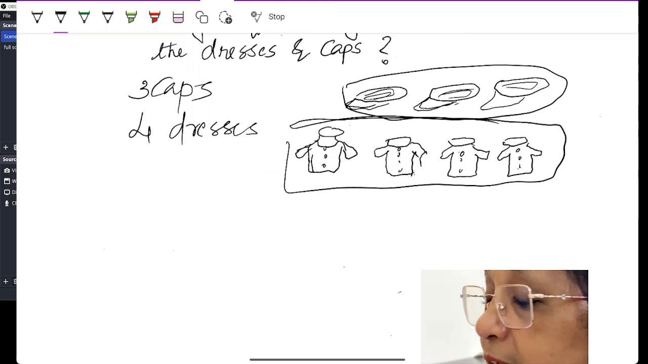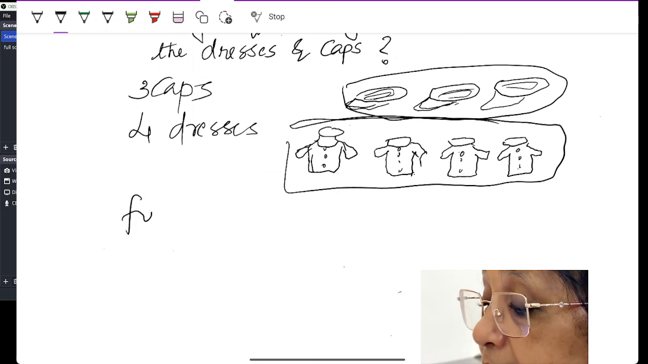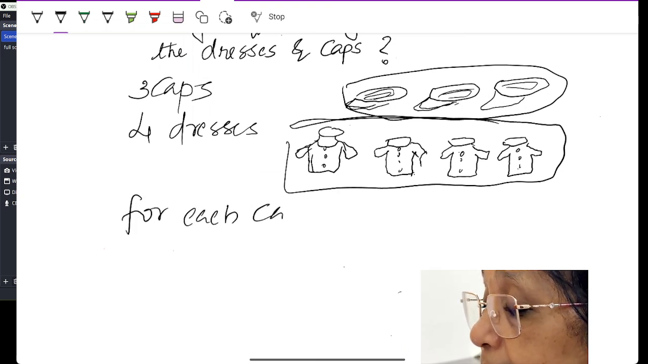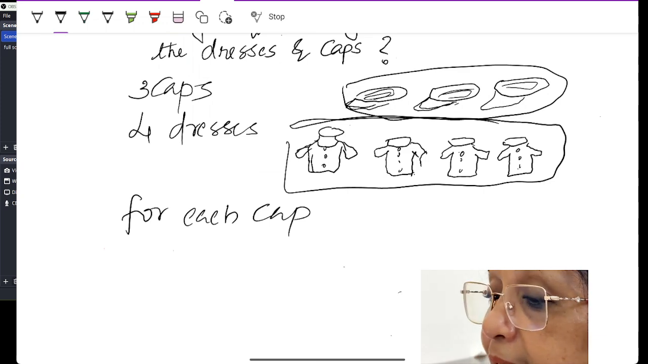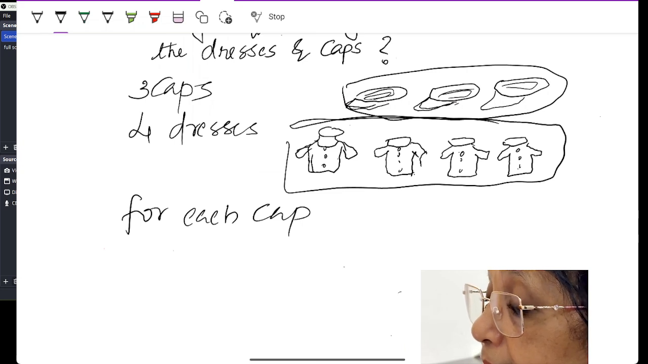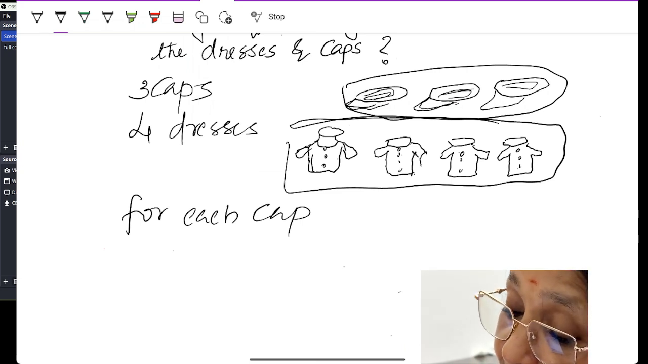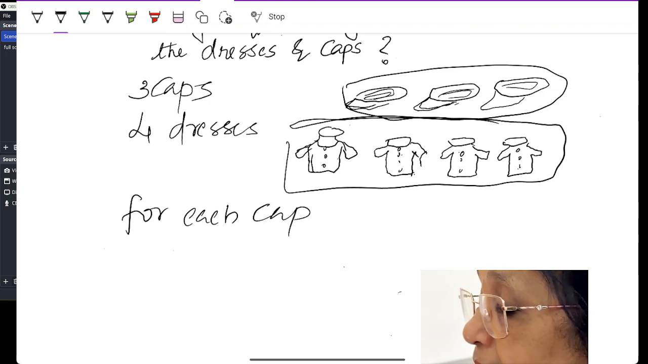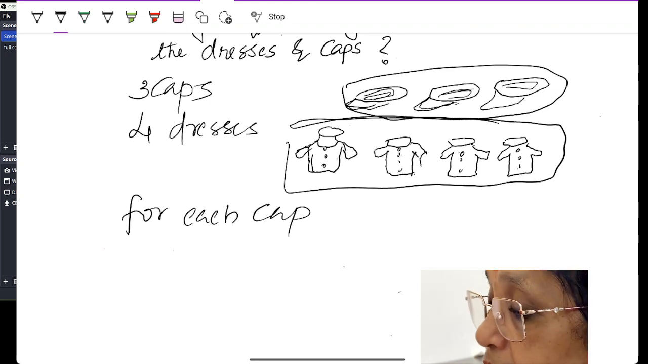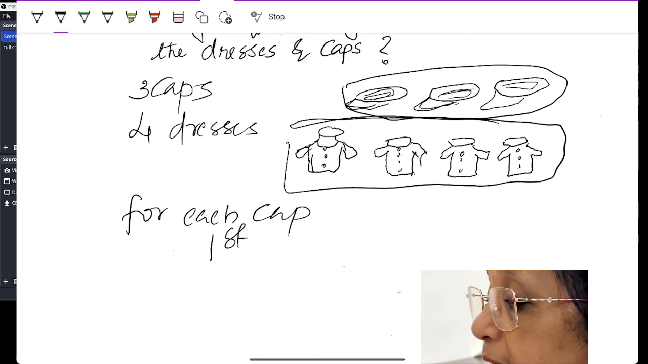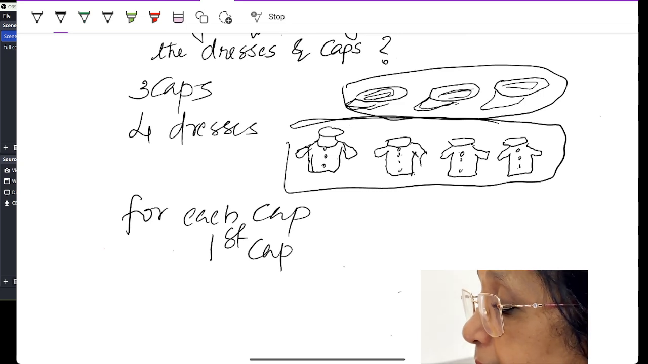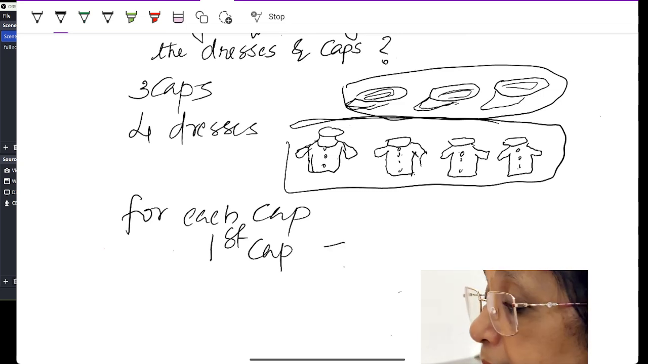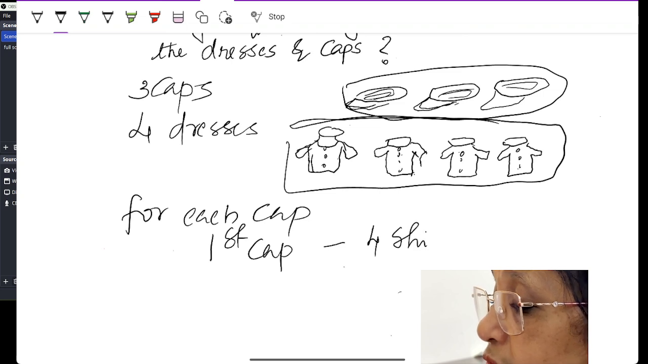So first of all, take the caps. For each cap, how many dresses can he take? He can take any of these. For each cap, he can take any of these dresses. For the first cap, how many dresses can he take? He can take any of these, so 4 dresses. He can take any of these.